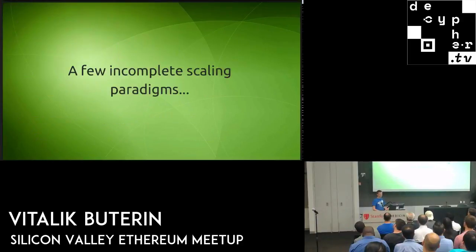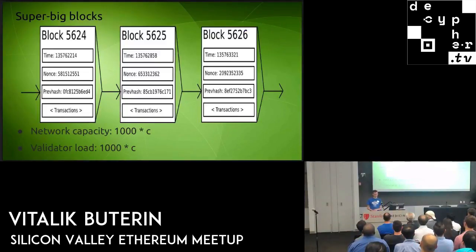There are a few incomplete ways to scale a blockchain. All of these are technically scaling solutions, but they all come with serious drawbacks. So here's the first one: super big blocks. Increasing block sizes definitely does have its place, and there are a lot of cases where you can get quite a lot just by increasing a few constants.